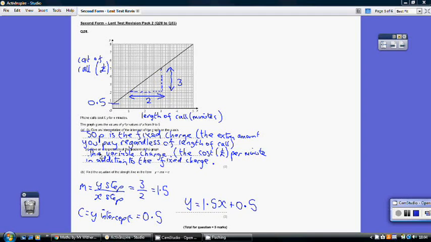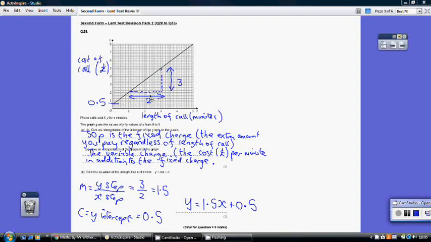Now, part ii, give an interpretation of the gradient of the graph. Remember, the gradient is the slope. To measure the slope, you take a triangle, and then you divide the amount up by the amount across, and that's the way you work out the gradient. Now, what this gradient represents is the cost per minute.